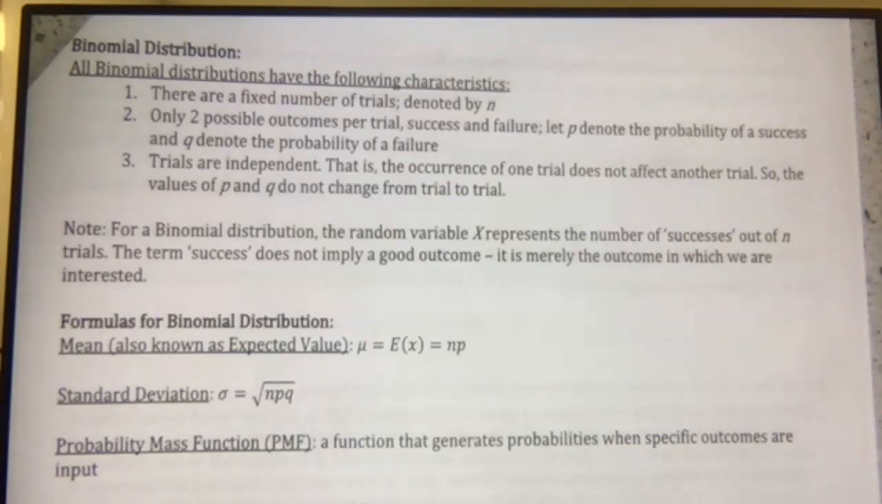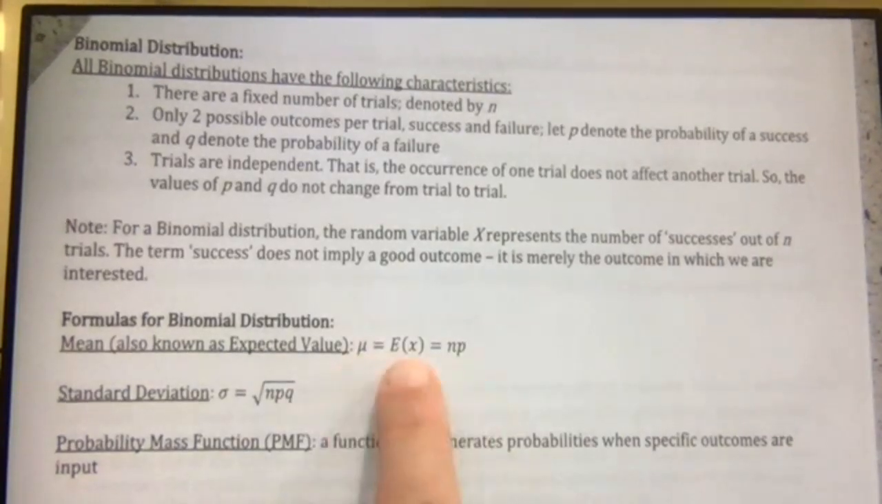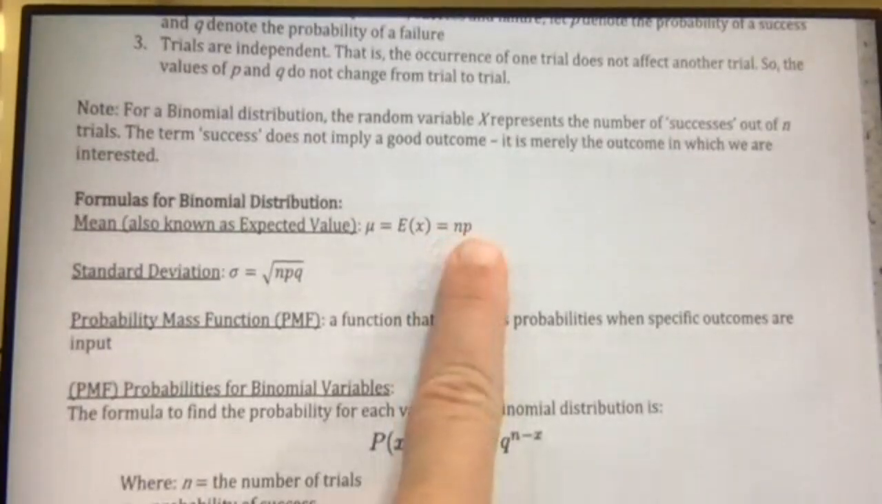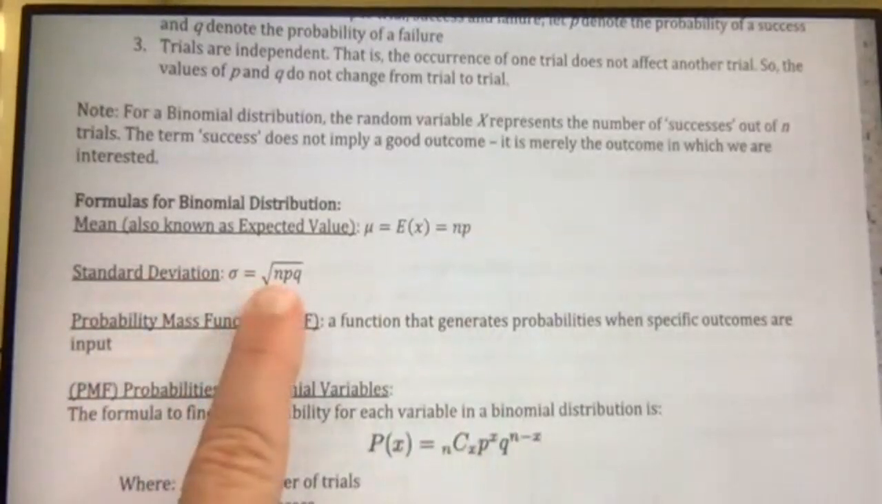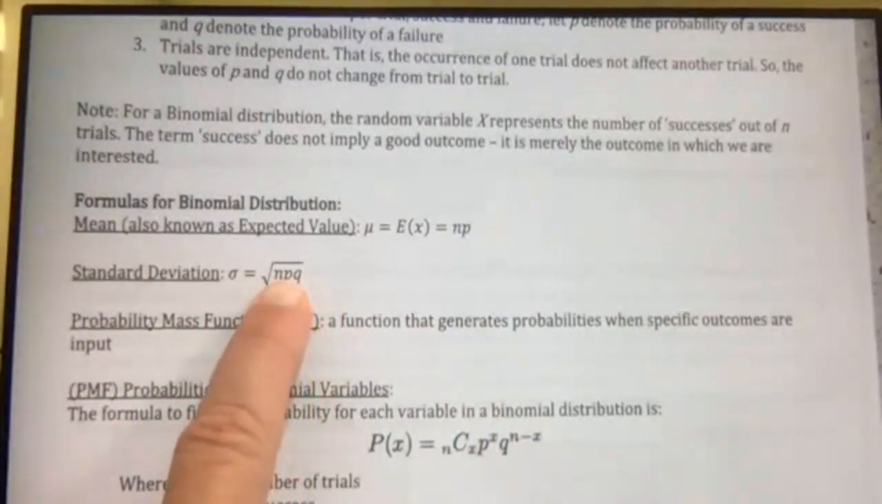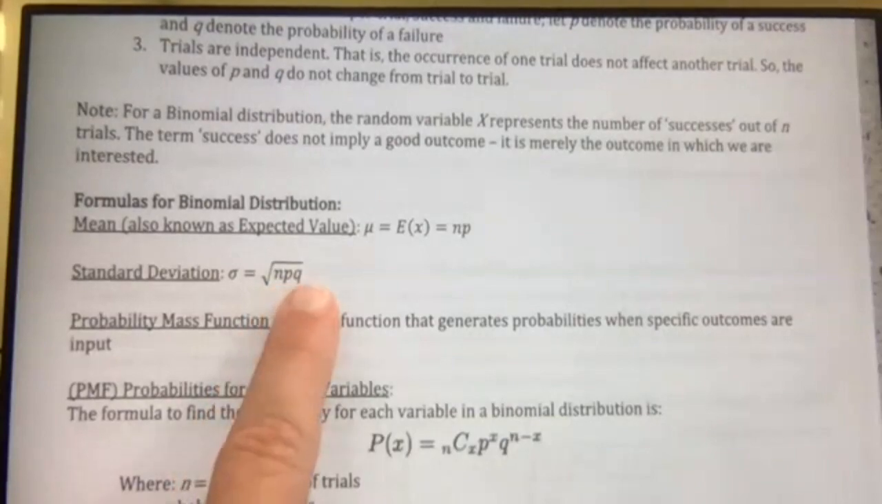Whenever we say success, the term doesn't mean good or bad. It's just what we're looking for, and the problem will tell you what you're looking for. So success means you're getting what you're looking for. We have formulas for our mean, which is our expected value. Notice these formulas are easy. Our mean, mu, is just n times p, where n is the number of trials and p is the probability of success. Our standard deviation, sigma, is the square root of n times p times q, where q is the probability of failure.